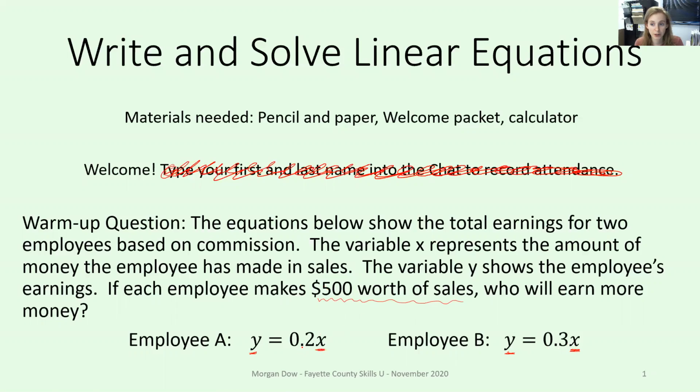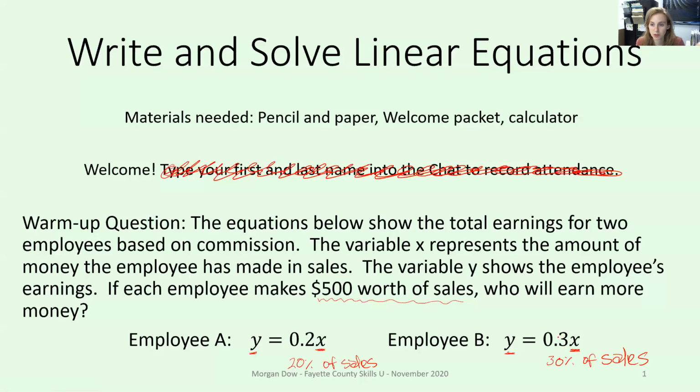So you could actually answer this question without even paying attention to that $500 worth of sales. If someone makes 0.2 times whatever amount, that's going to be less than someone who makes 0.3 times whatever amount. This is really, for employee A, equivalent to saying they make 20% of the sales. Right, 0.2 means the same thing as 20% if you think back to our percents lesson. And for employee B, it's saying they make 30% of whatever sales they make. So if employee A makes a 20% commission and employee B makes a 30% commission, employee B is making more. So you can kind of figure that out without even substituting that $500 in there.